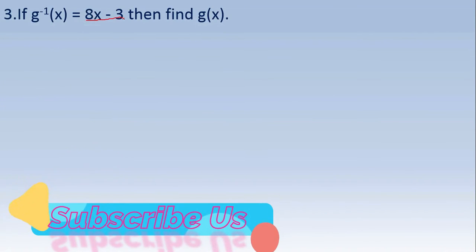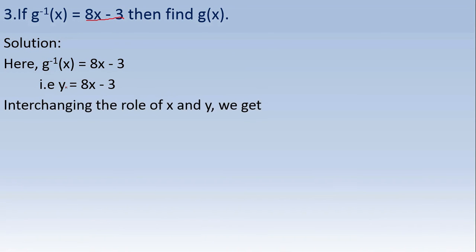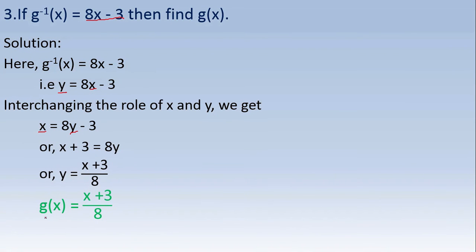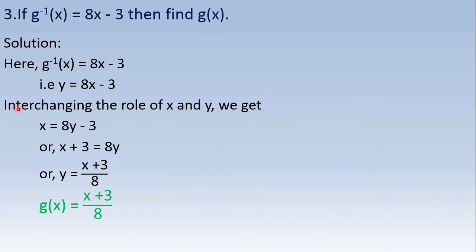Now next we have given, if g inverse of x equals 8x minus 3, then find g(x). Okay, solution we have. Now we interchange the role of x and y. By doing so we replace y here by x and x by y. Okay, and we solve and solve. Finally we get the function g(x). In this way we can find the inverse of a function and we can find the function from the inverse by doing the same steps.